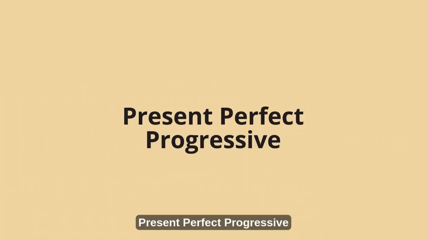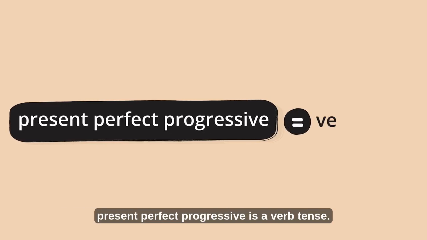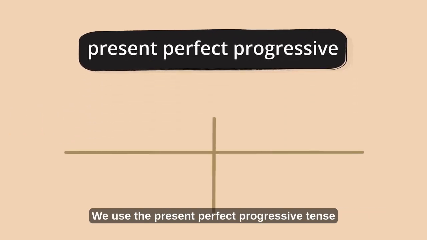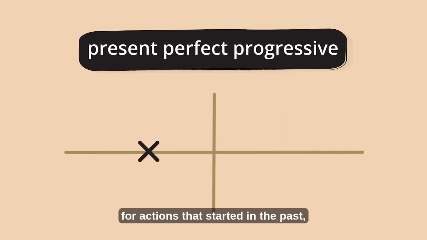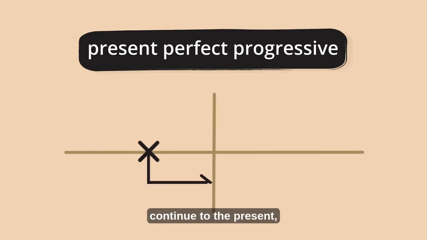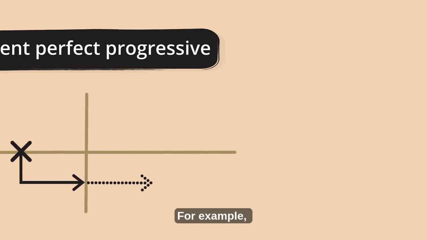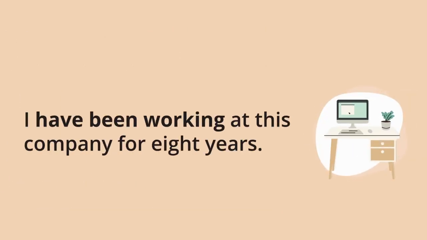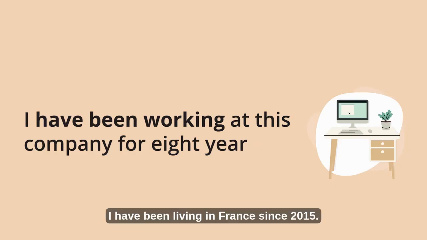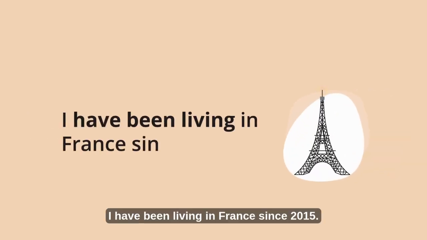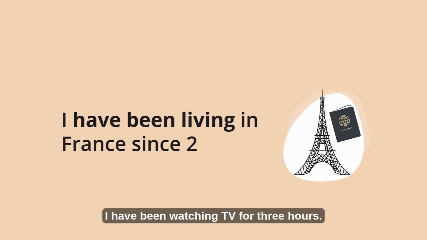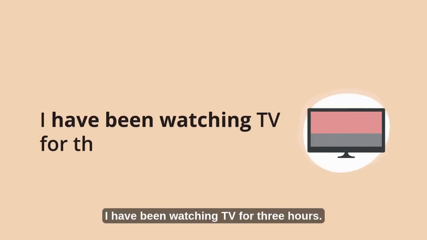Present perfect progressive. Present perfect progressive is a verb tense. We use the present perfect progressive tense for actions that started in the past, continue to the present, and will continue in the future. For example, I have been working at this company for 8 years. I have been living in France since 2015. I have been watching TV for 3 hours.